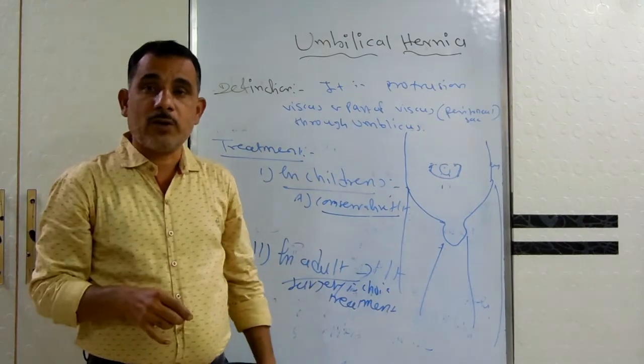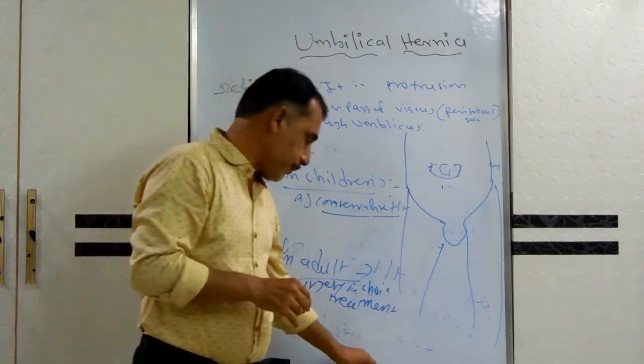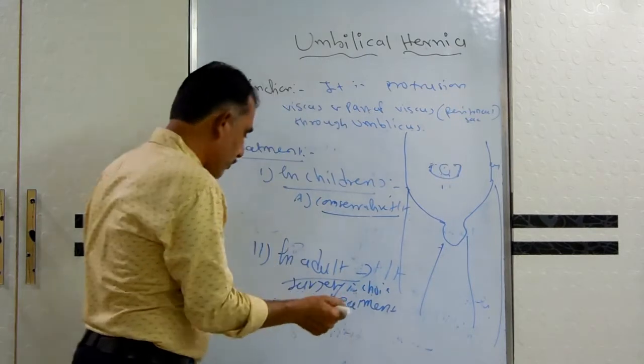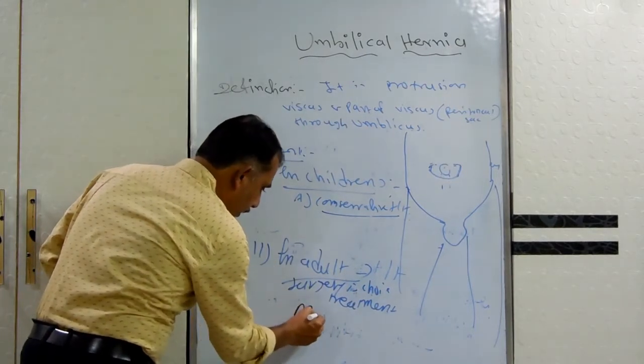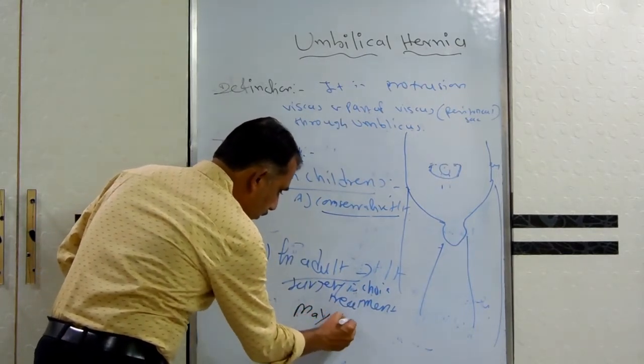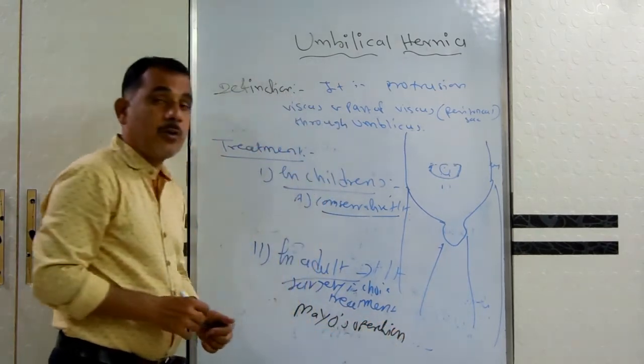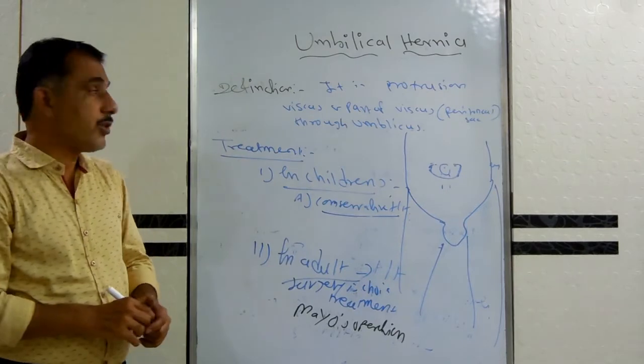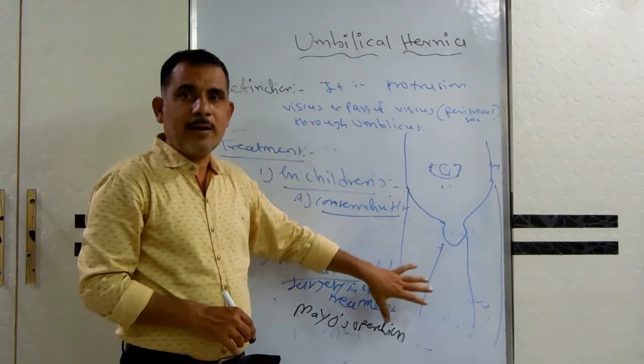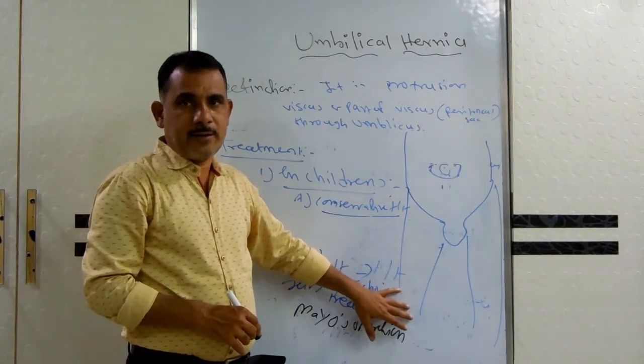And this operation is called Mayo's operation. So this is carried out in the adult. So this is the umbilical hernia.